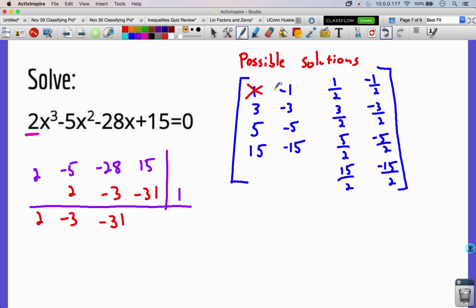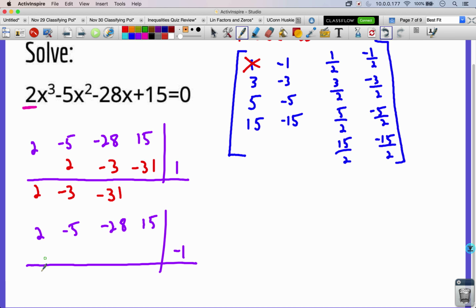All right, try it again. We'll try it with negative 1. So 2, negative 5, negative 28, 15 are my coefficients. Now I'm trying it with negative 1. All right, add the column. 2, multiply, negative 2, add, negative 7, multiply, positive 7, add, negative 21, multiply, we get 21. This one's not going to end up being a 0 either. Okay? Try it again.